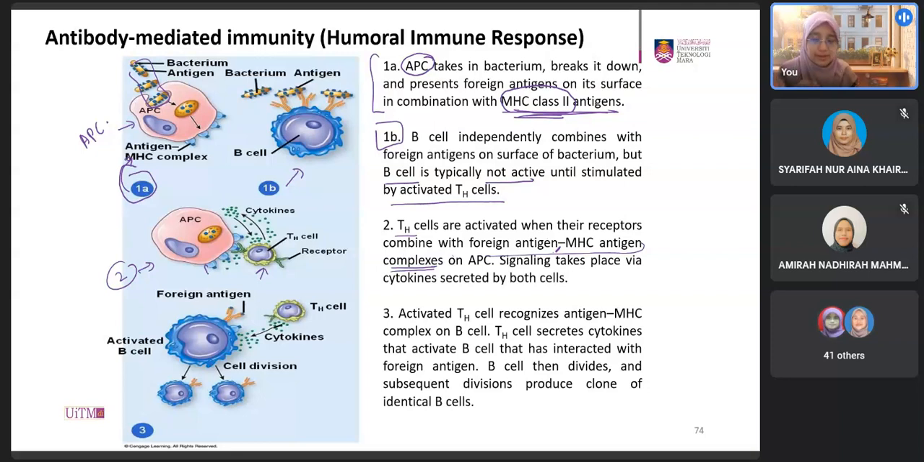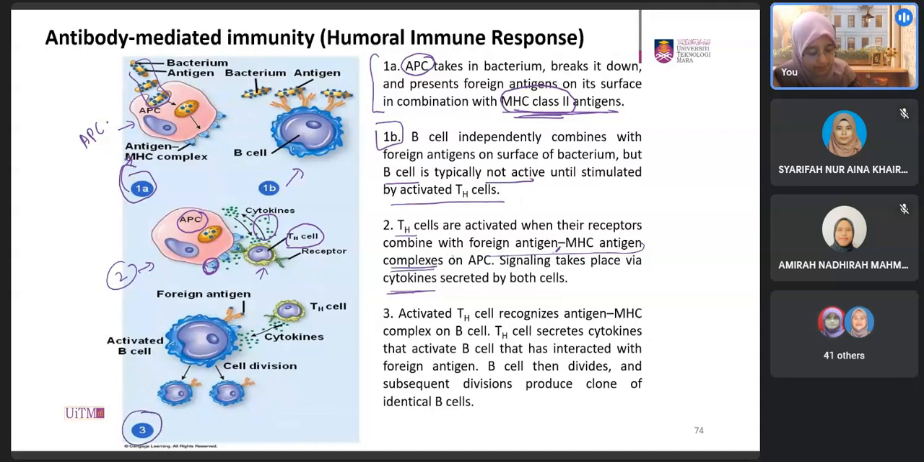So the antigen is presented to a specific helper T cell that has receptor matches with the antigen presented by the APC. Okay, so signaling takes place via cytokines secreted by both. So once you have the interaction between helper T cell and APC, the APC first secretes cytokine to activate helper T cell. Helper T cell then activates its own cytokines also. So both will secrete cytokine, tapi yang akan secrete cytokine dulu adalah APC sebab APC punya cytokine digunakan untuk aktifkan helper. Lepas tu baru helper secrete cytokines. Alright.